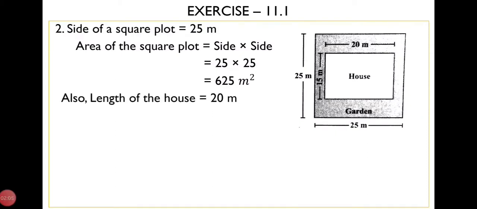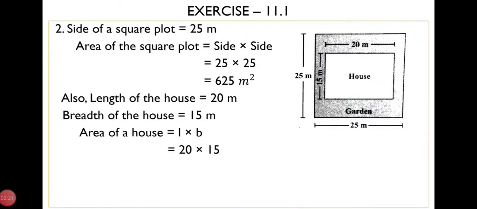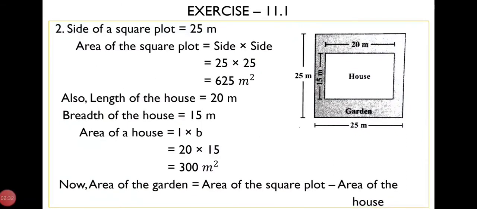Also, the length of the house is given as 20 meter and the breadth of the house is given as 15 meter. So the area of the house equals length into breadth, because it is in rectangle shape, that is equal to 20 meter into 15 meter, that is equal to 300 meter square. Now the area of the garden equals the area of the square plot minus the area of the house, that is equal to 625 meter square minus 300 meter square, that is equal to 325 meter square.